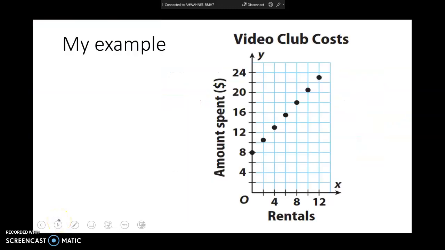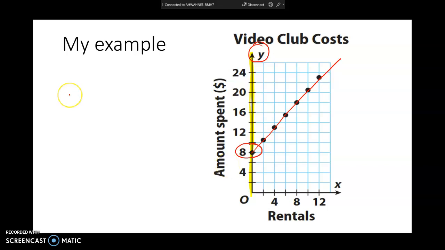Okay, so here's my example. First things first, we got to figure out where the y-intercept is. The y-intercept is kind of in the name. Here's the y-axis, and where does the line that's on the graph intercept this yellow line? Let me go back to my pen. Here's the line I'm looking at. Where does my red line meet the yellow line? There it is. It meets at 8.